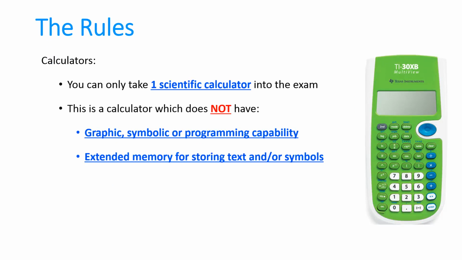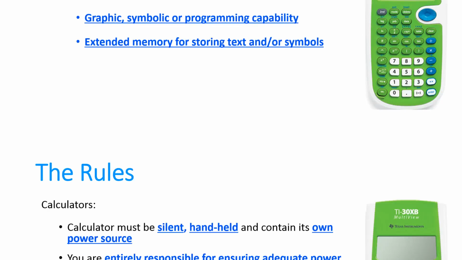So what does that mean? It means it's a calculator which does not have a graphic or programming capability, and it doesn't have an extended memory for storing text and/or symbols. So obviously with a graphics calculator, someone could record, say, the definitions of the qualitative characteristics in a graphics calculator, and hence they've been banned.